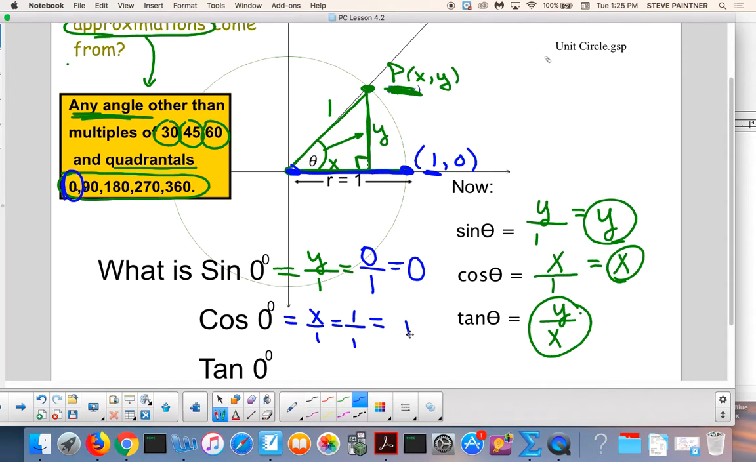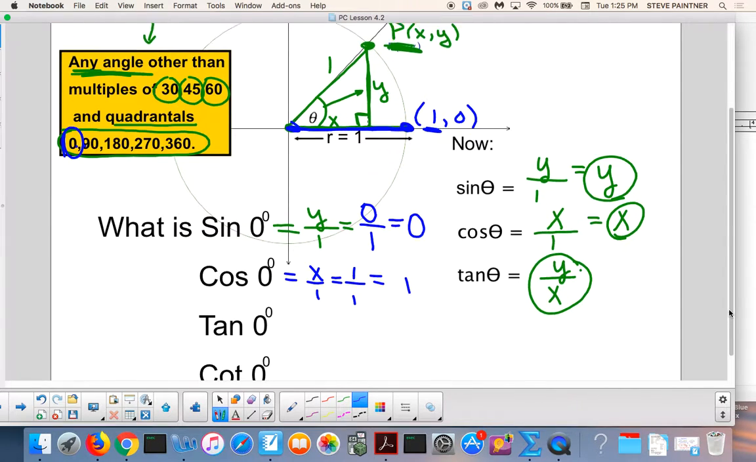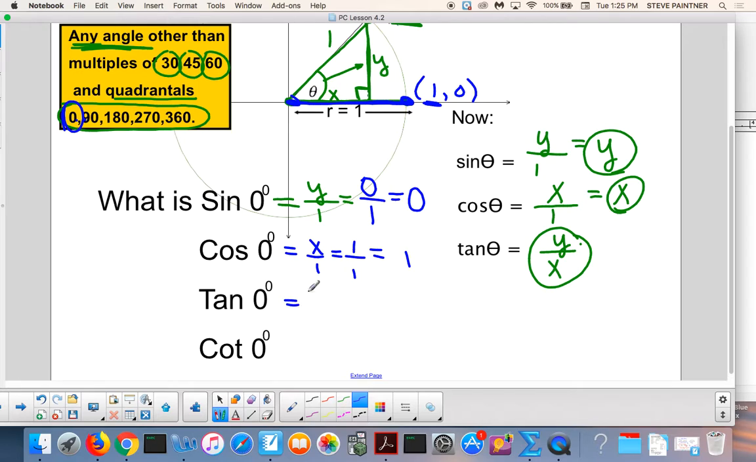What's tangent at 0? What are you going to put? You're going to put y over x, aren't you? Oh, well, which one's y? Yeah, this is y, so it's 0 over what? 1, but that turns out to be 0. Here's the answers. Oh, I got one more.